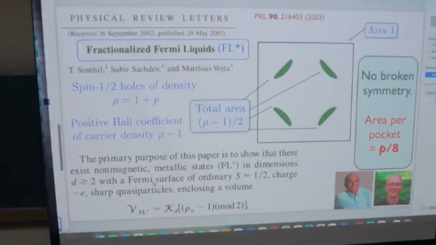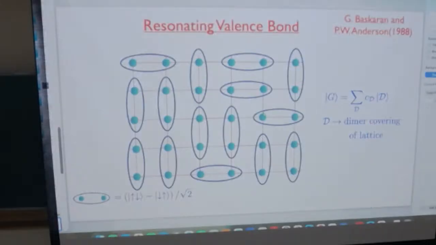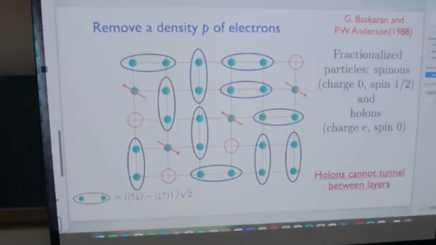Let me show you, and since I'm running out of time, just a crude picture of what's going on in this pseudogap metal. So the picture is the following. We start from here with a very simple picture of a spin liquid. So let's assume the half-filled system, instead of being an antiferromagnet, is a resonating valence bond state. Now we remove p electrons from this.